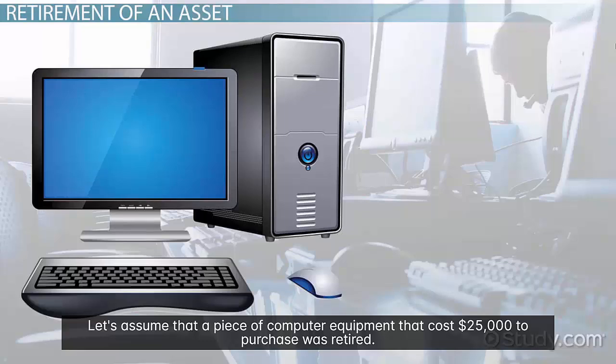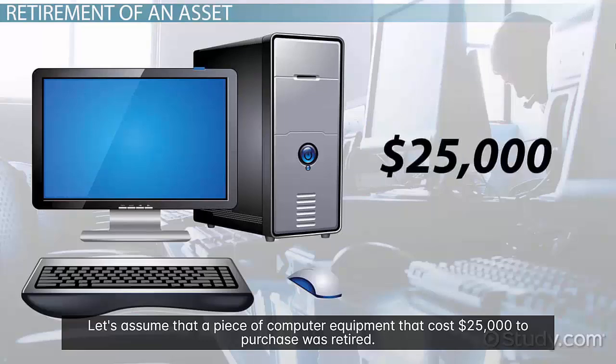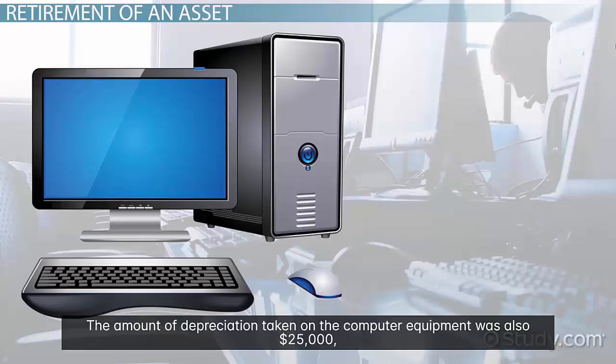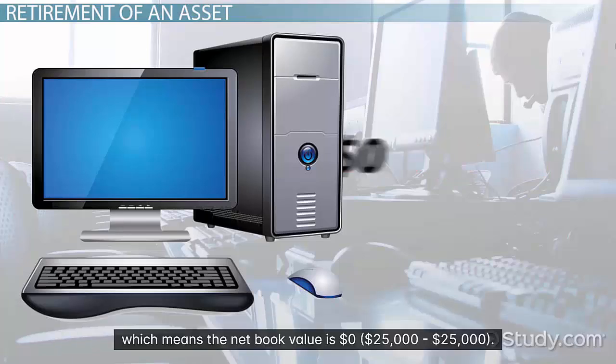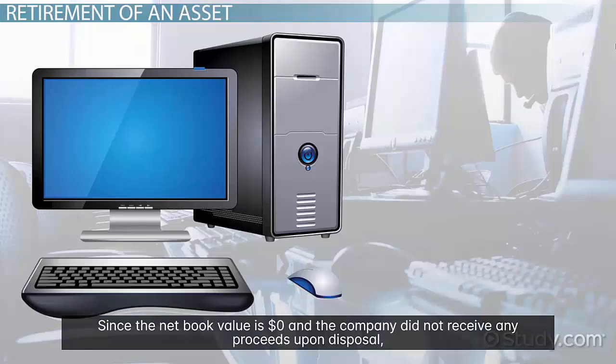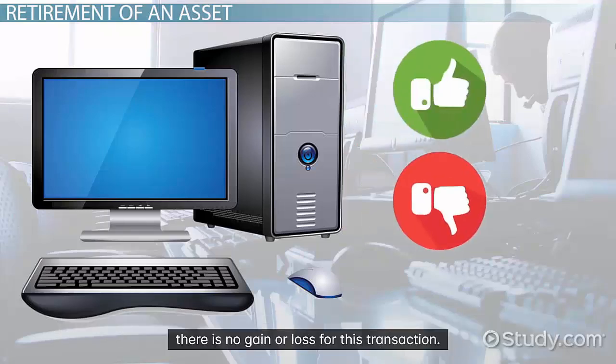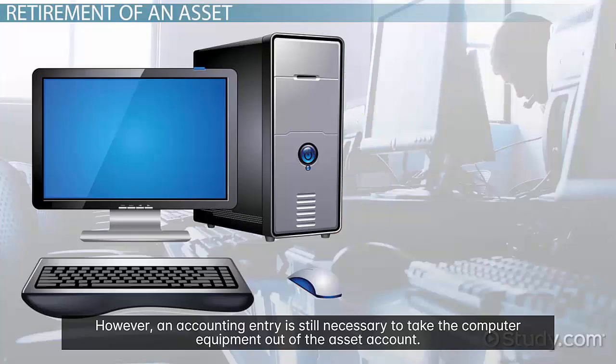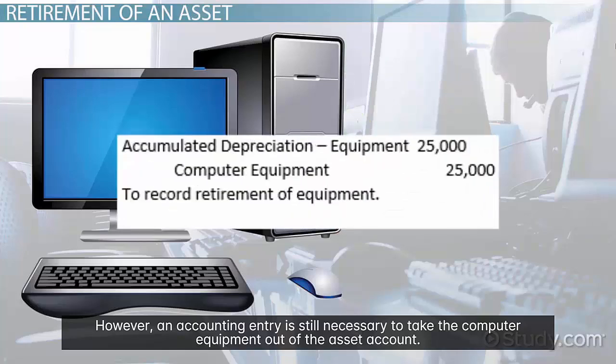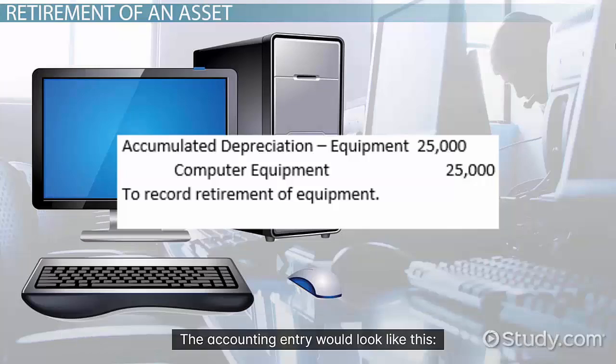Let's assume that a piece of computer equipment that cost $25,000 to purchase was retired. The amount of depreciation taken on the computer equipment was also $25,000, which means the net book value is $0, $25,000 minus $25,000. Since the net book value is $0 and the company did not receive any proceeds upon disposal, there is no gain or loss for this transaction. However, an accounting entry is still necessary to take the computer equipment out of the asset account. The accounting entry would look like this.